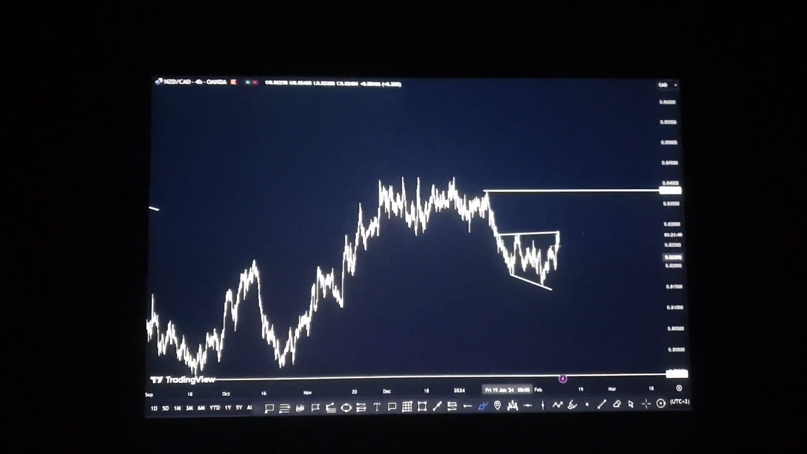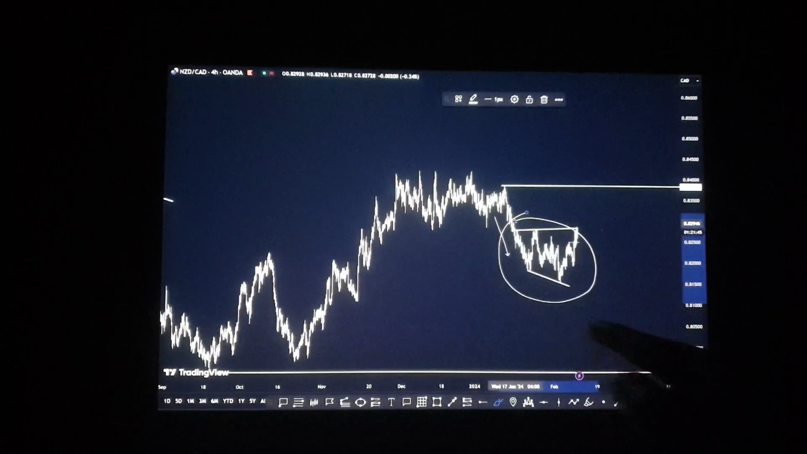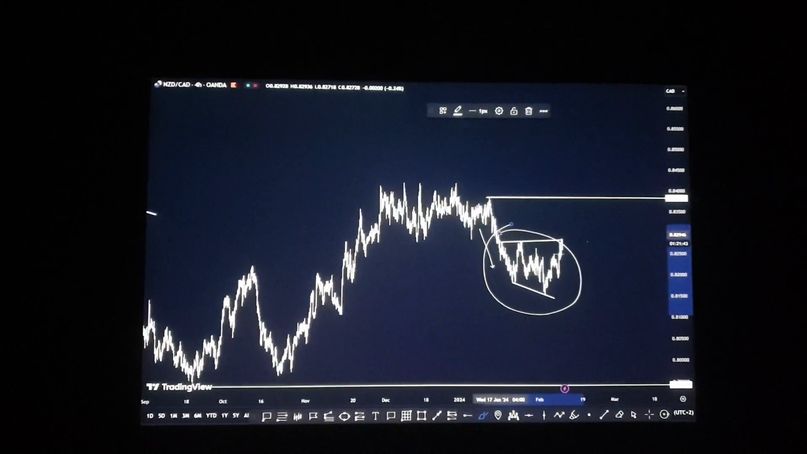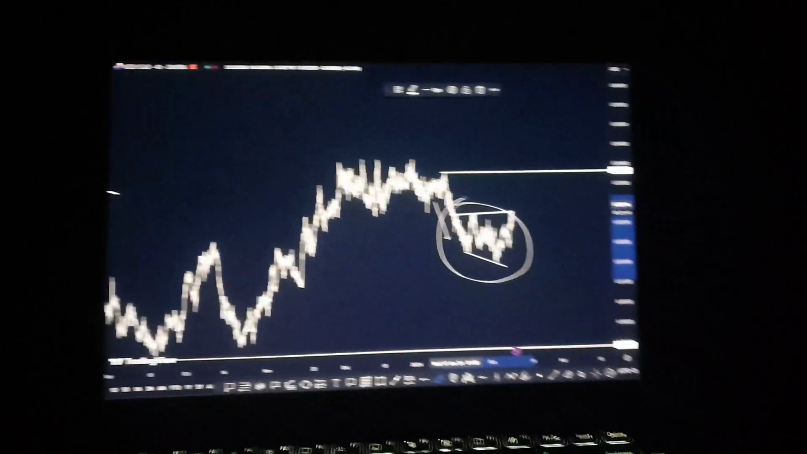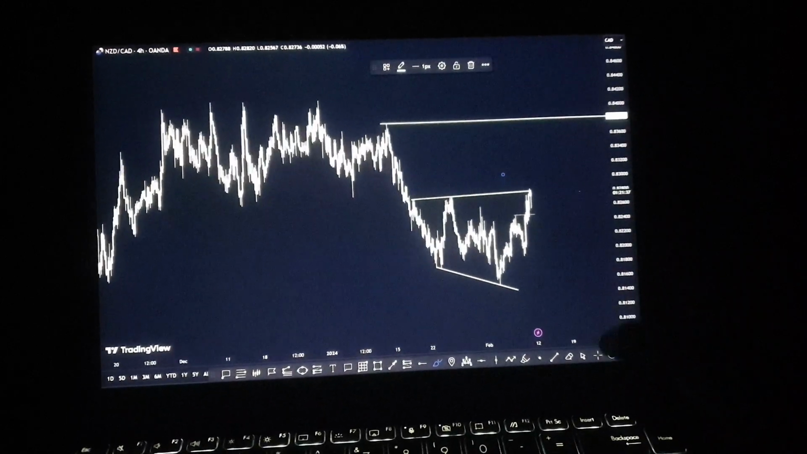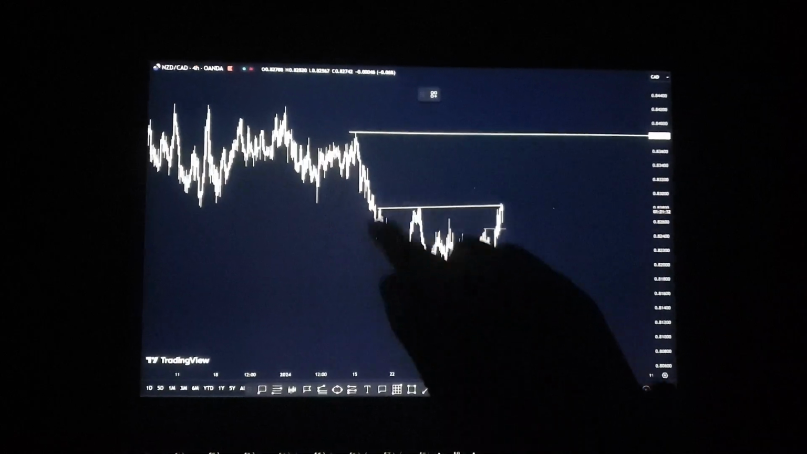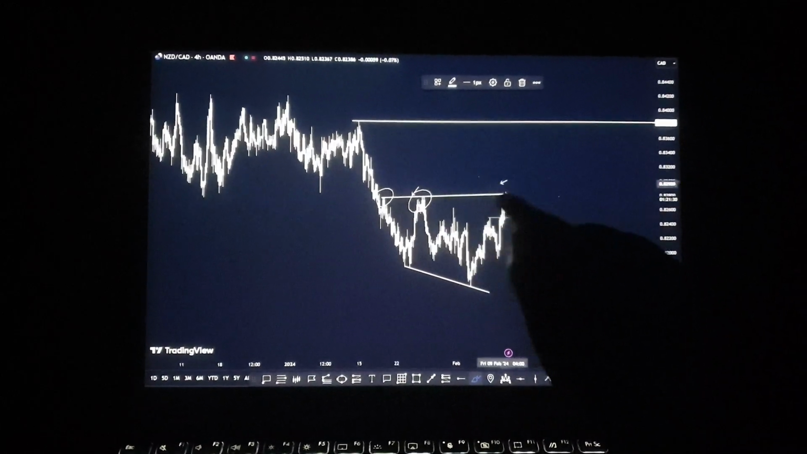Still fine, nothing to worry about. Price broke to the downside. We have a bullish bearish flag right there. We do have our first touch, second touch, third touch right there.